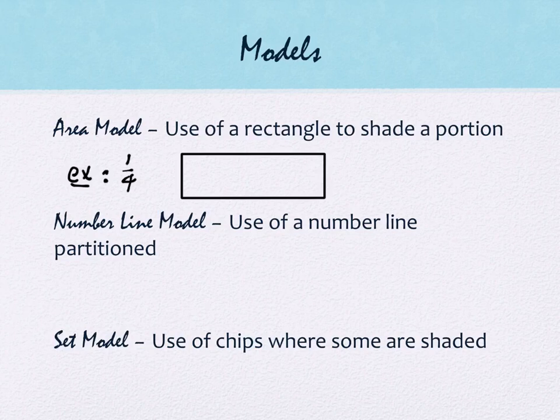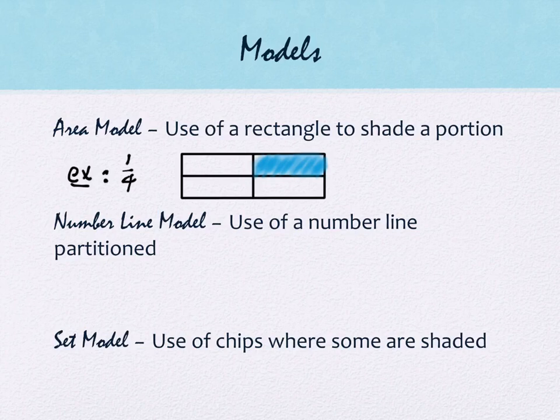You're going to split it into 4 pieces. So you can split it in half like this. If you want to split it like this, you can. Or if you want to split it like this, you can. It doesn't matter. You're just going to make 2 pieces into 2 pieces. And then you're going to shade in one of them. So that's an area model. It's a single shape with a portion of it shaded in. The point of it is it's a single shape.